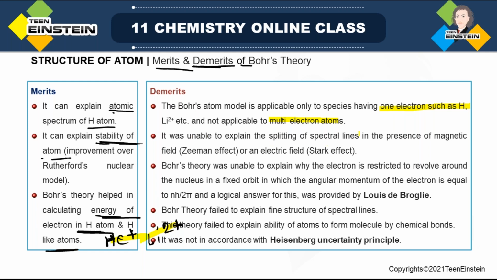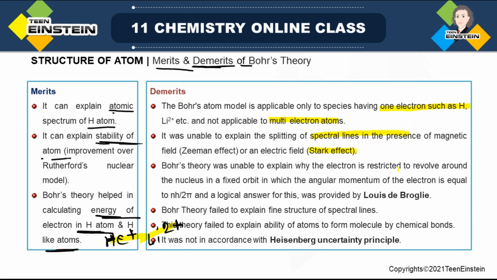It was unable to explain the splitting of spectral lines in the presence of magnetic field and electric field. It is observed that spectral lines split in the presence of a magnetic field, which is known as the Zeeman effect, or in the presence of an electric field, which is known as the Stark effect. Details not required. Just remember, these two effects cannot be explained by Bohr's theory.